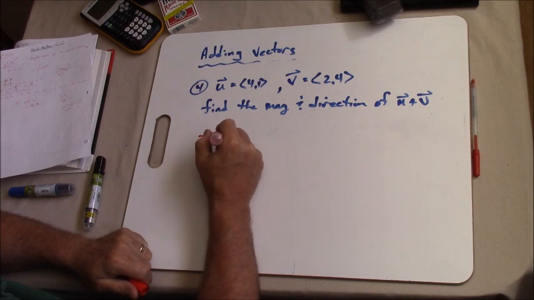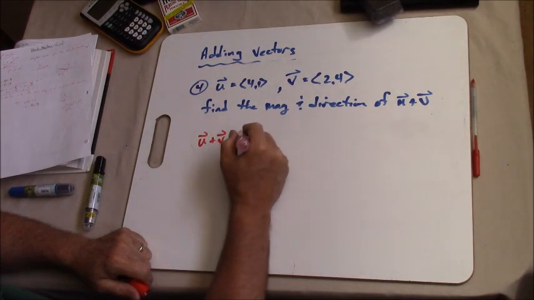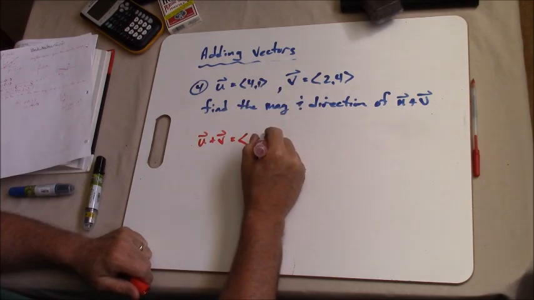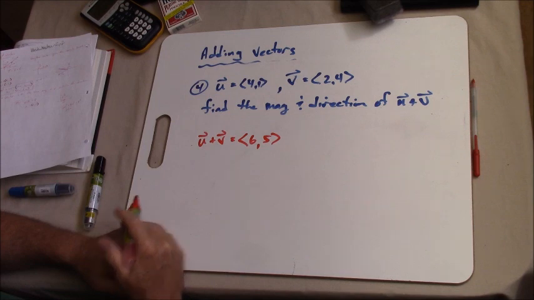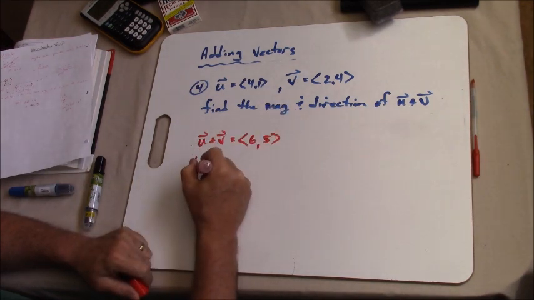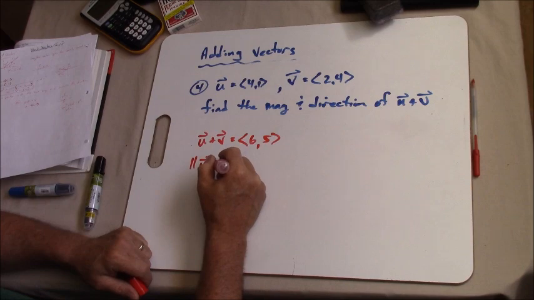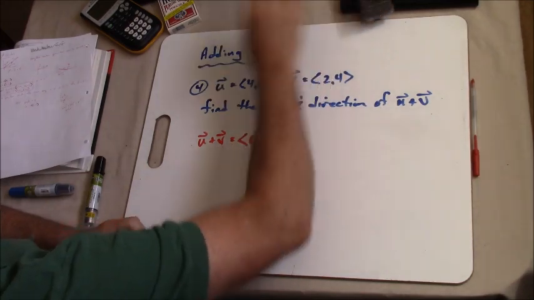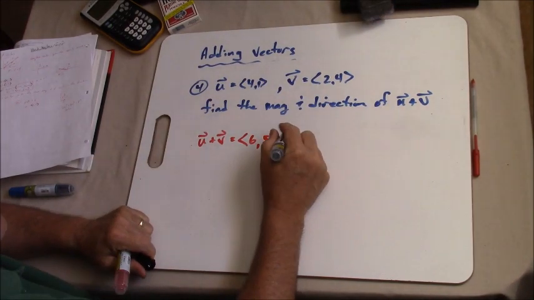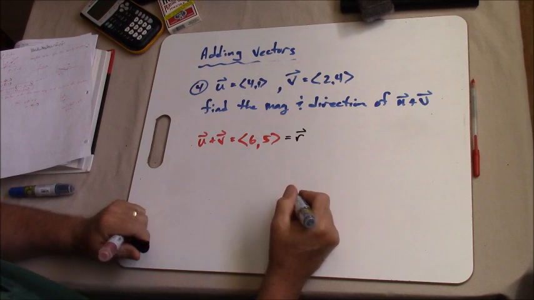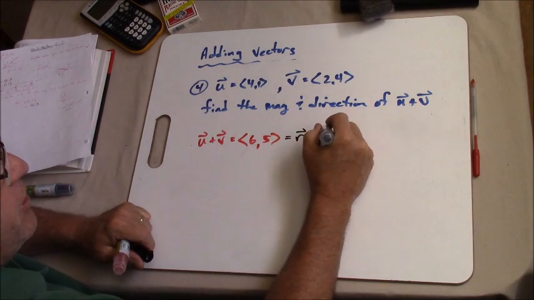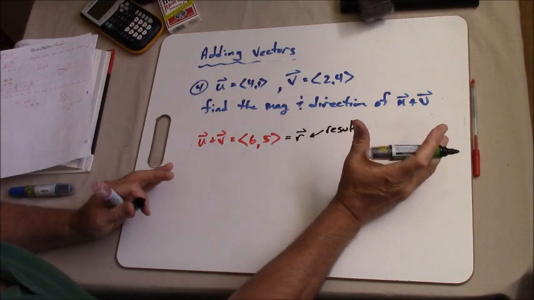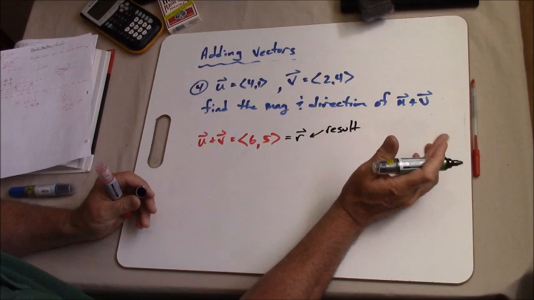Alright, so u plus v is equal to, in component form, 4 plus 2, that's 6, and 1 plus 4, that's 5. If I'm trying to find the magnitude of u plus v, by the way, something else that's really common with vectors is we say that this equals vector r, which stands for result. In physics they call it the resultant, but I just think of it as our result.